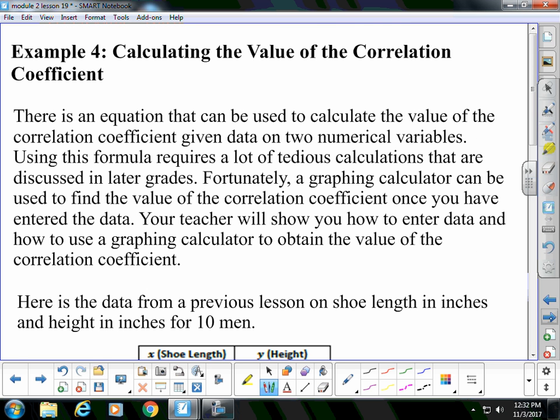I'm going to show you how we're going to use our graphing calculator in a couple minutes to calculate the value of the correlation coefficient. There is an equation that can be used to calculate the value of the correlation coefficient given data on 2 numerical variables. Using this formula is a lot of tedious calculations, and it's discussed in a later statistics class. But we have our graphing calculators that can be used to find the value of the correlation coefficient once you enter the data into your calculator. So I'm going to show you how to do that.